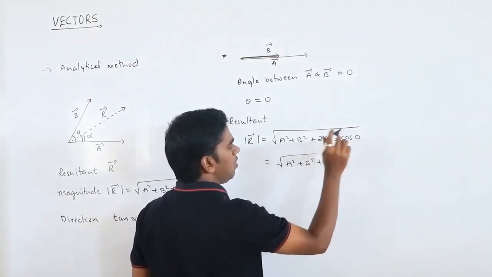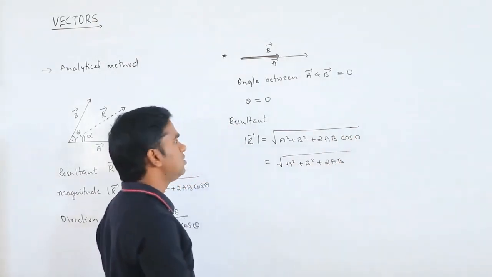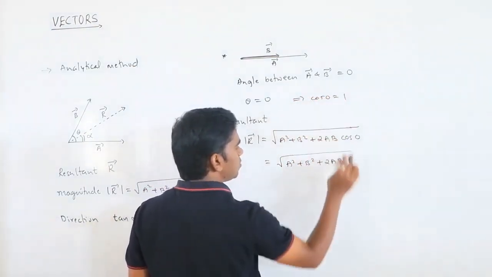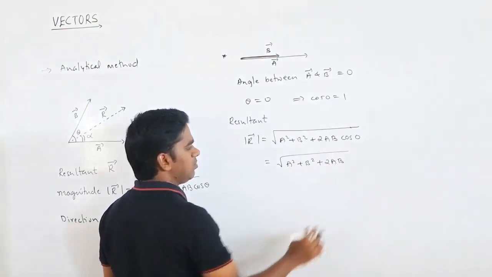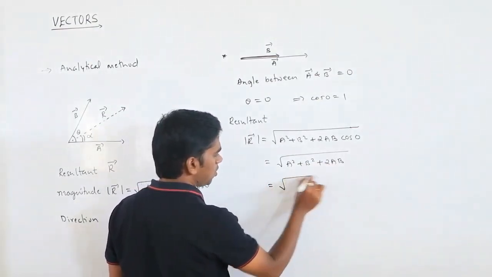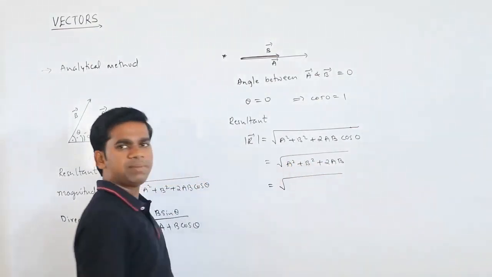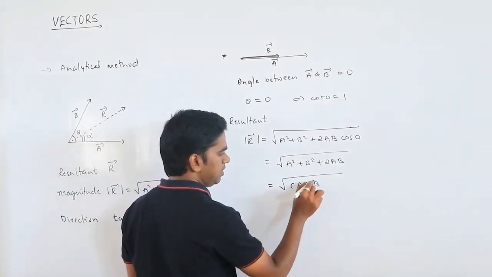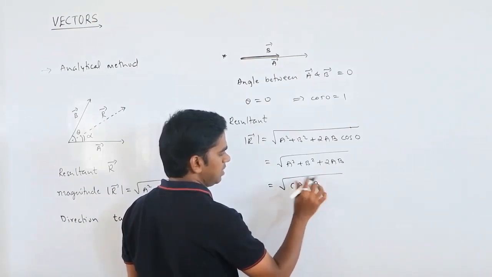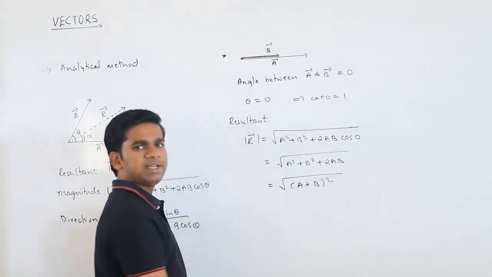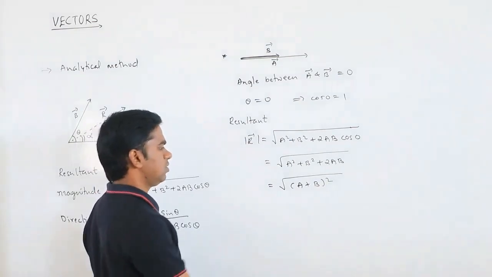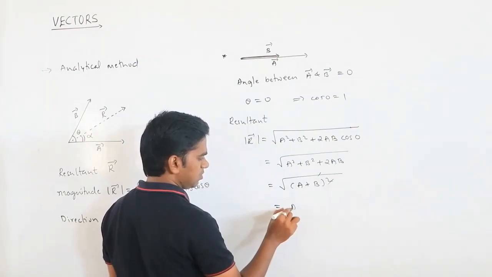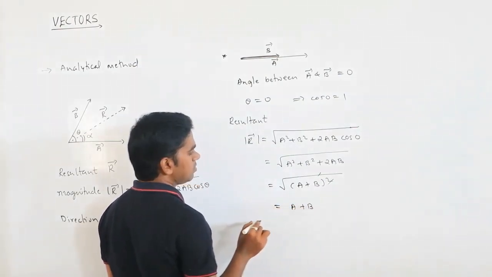Cos 0 means 1. Cos of 0 is 1, so substitute 1 over here. This will become 2ab. So the root of a square plus b square plus 2ab, can I write it as a plus b the whole square? So the square root and square will get cancelled, and this will become a plus b.